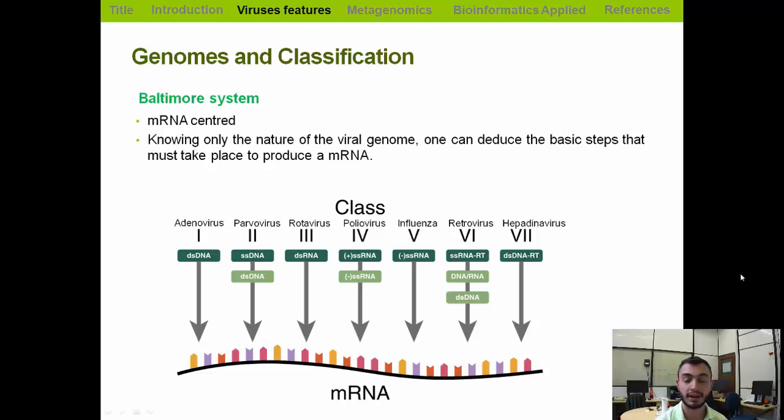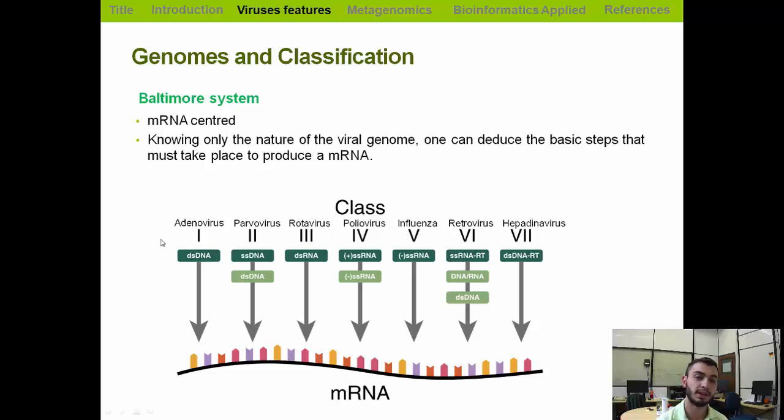There are 7 types of viruses. The last one was added later because in that time Baltimore didn't know the hepatitis B virus type of genome replication, and then I put at the top examples of families that are in this class, just to get familiarized with that. So we have here the dsDNA is the most simple of them.